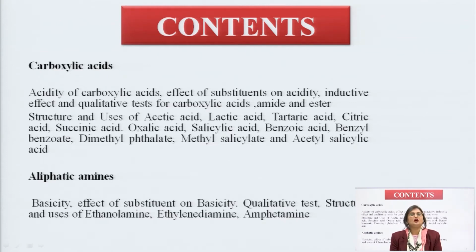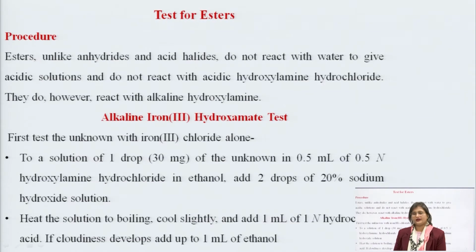Apart from this, we will also have a glance at aliphatic amines. The basicity of aliphatic amines will be discussed in detail. The effect of substituents on basicity shall be explained in detail. We will discuss the various qualitative tests in relation to aliphatic amines. Apart from this, the structures and uses of derivatives of amines such as ethanolamine, ethylene diamine and amphetamine will be discussed in the subsequent classes. Now let us look into the qualitative test for esters.